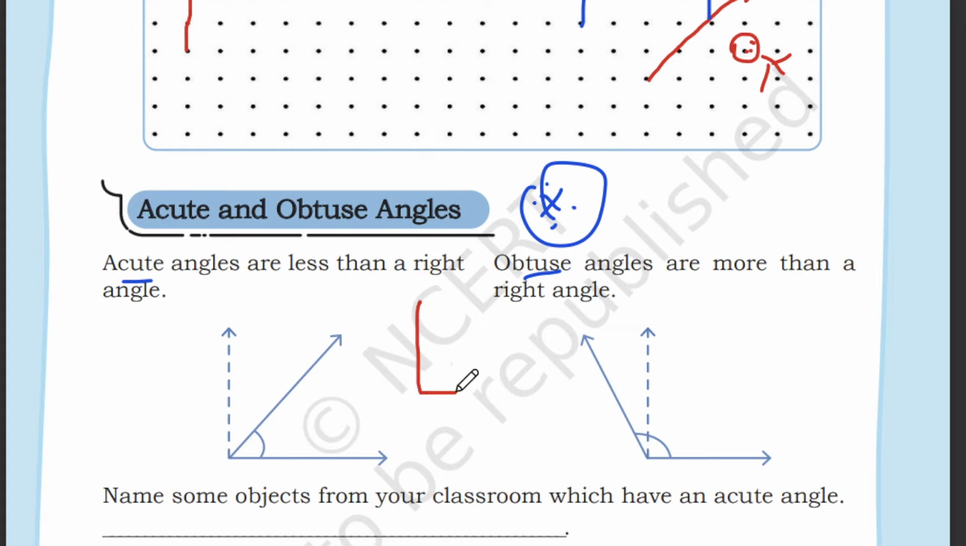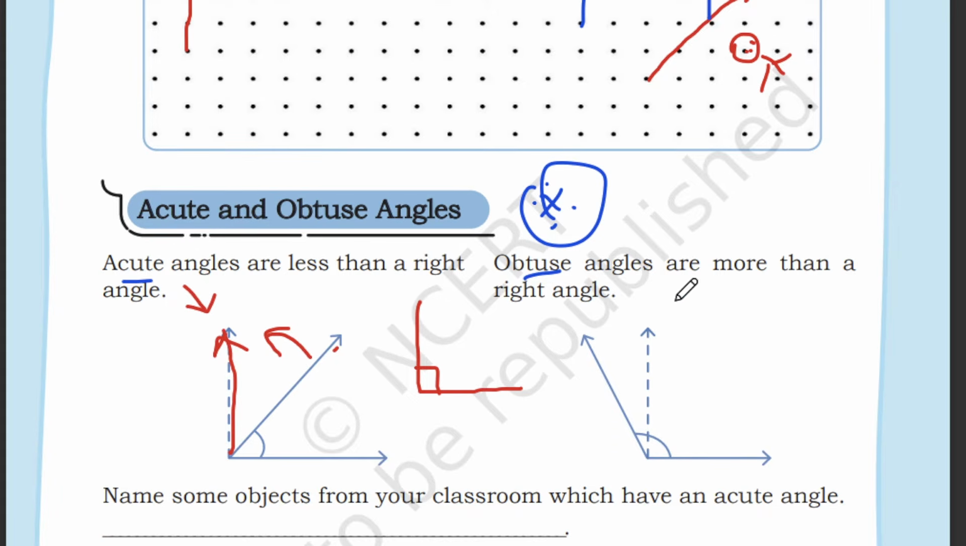So right angle is this, the straight angle. So this one is a right angle. Here they have given, see, right angle. So this is a right angle. So acute angles are less than a right angle. So this angle is lesser. So when it goes beyond, it will become a right angle. So this angle is less than a right angle. So this angle is called an acute angle.